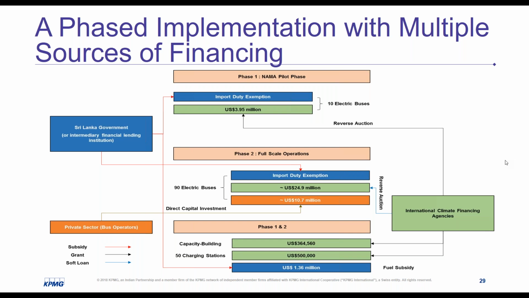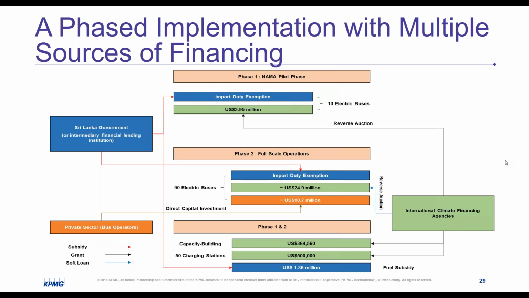Then we looked at the second phase, which also involved the private sector owners. Initially, 100% of these first 10 buses were being funded through the international facility, and the private sector was being brought in to first of all demonstrate that these buses would be successful in terms of meeting the requirements of the passengers as well as operating successfully.